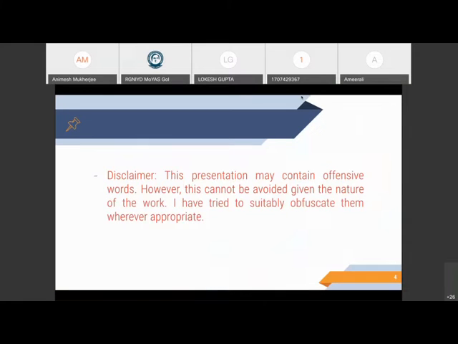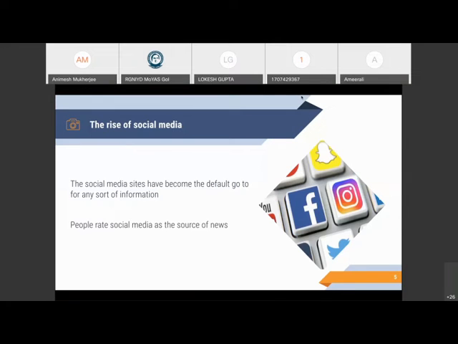Start, there is a short disclaimer that I want to put forward. So this presentation may contain some offensive words. However, this cannot be avoided, because of the nature of the work that we have been doing. But we have tried to suitably obfuscate them whenever it's appropriate. Without any calculation, guessing an idea may not be so much wise idea.